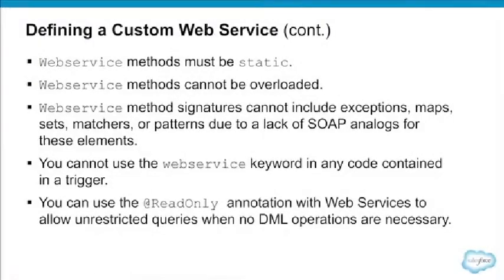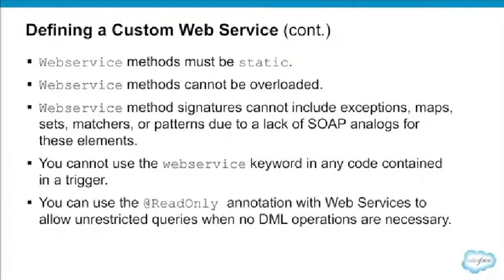So we're going to receive our payload. Salesforce is going to take care of deserializing the SOAP message that we receive, giving us the reference to these objects, and then now we can operate on them. All right. Web service methods must be static. They cannot be overloaded. There's a few limitations with respect to the signatures, the parameters. You can't have a map or a set as a parameter type.